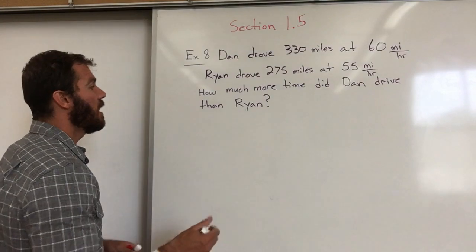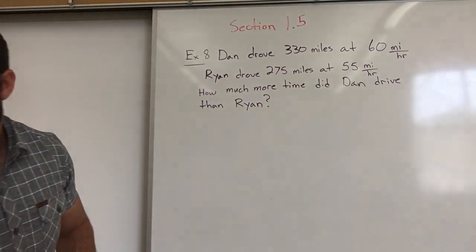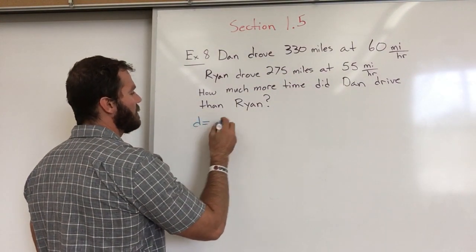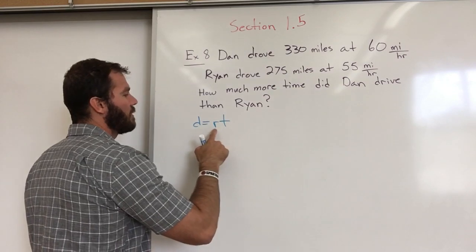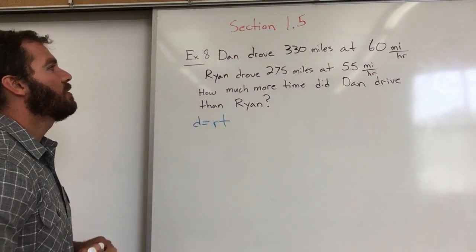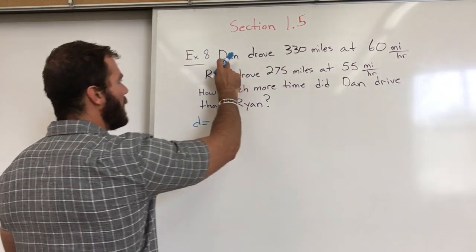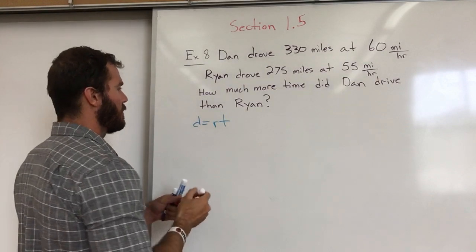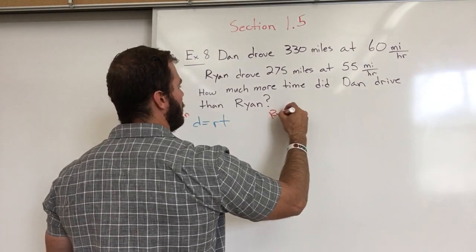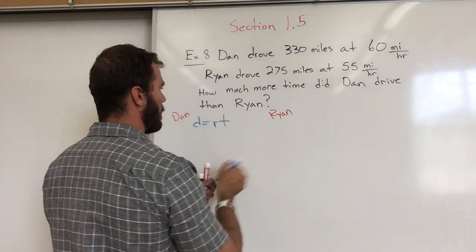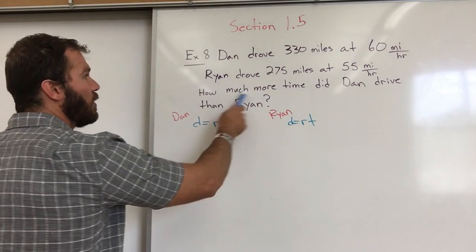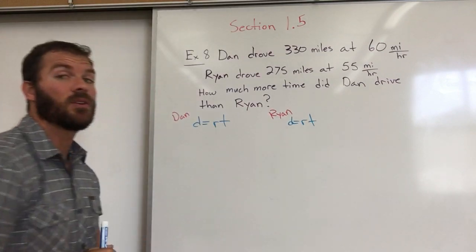So we're going to be using the distance formula that they provide for you in your core concepts, which is d, distance, equals rt. R is the rate and t is the time. Now we need to do this formula twice, one for Dan and one for Ryan. And we're going to compare those two to find how much more time Dan drove.